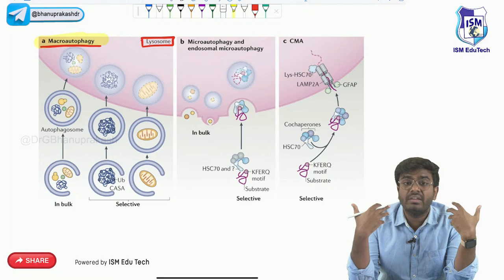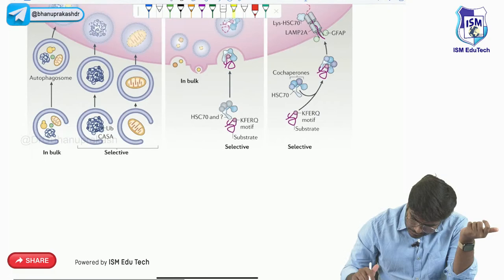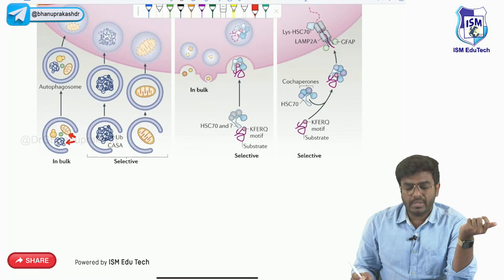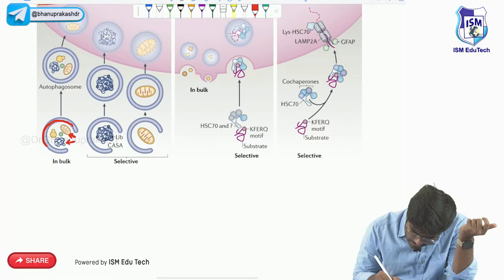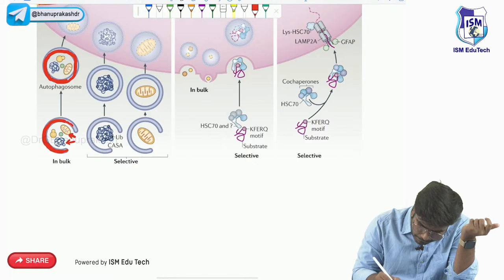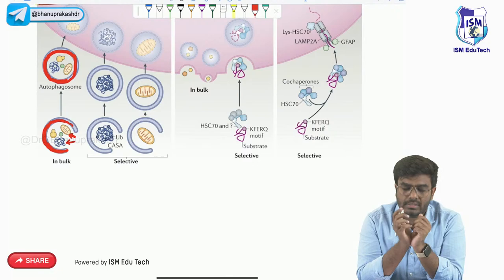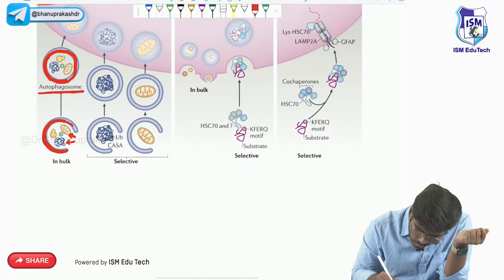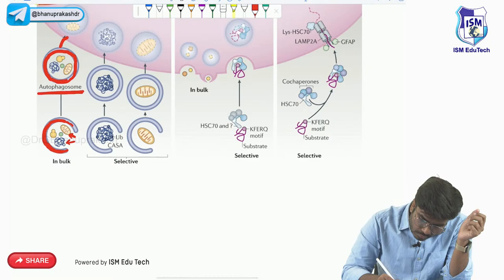In macroautophagy, see here, substances like mitochondria, ribosomes, all the old cell organelles are going to be surrounded in the form of a vesicle. A vesicle is going to completely encompass these organelles. This forms a structure called the autophagosome. This autophagosome will be taken up into the lysosome.